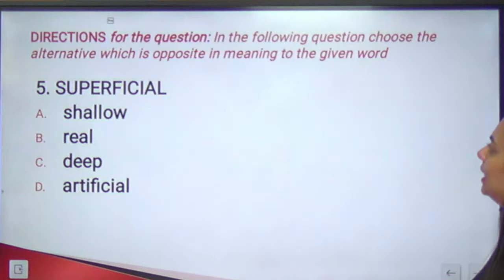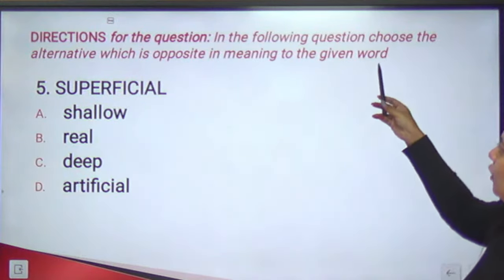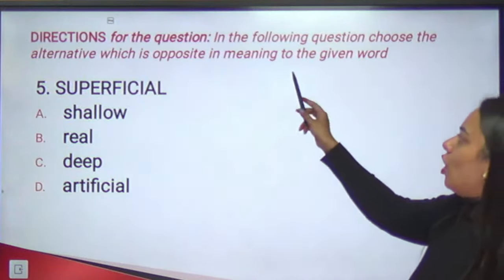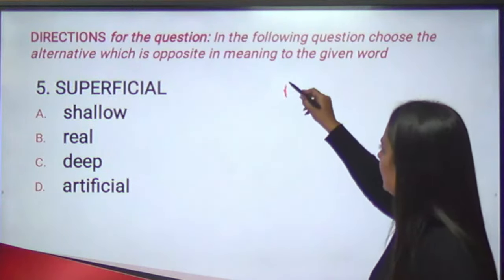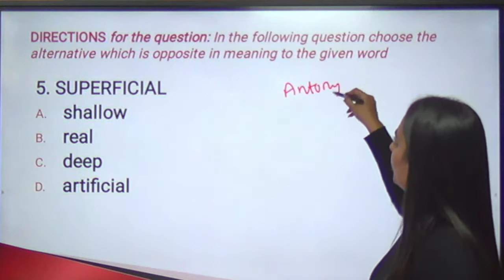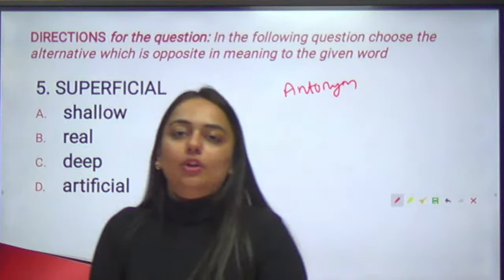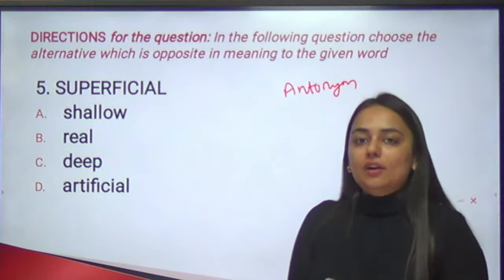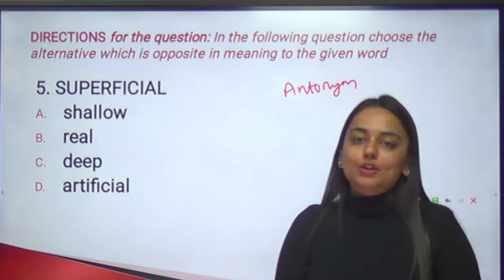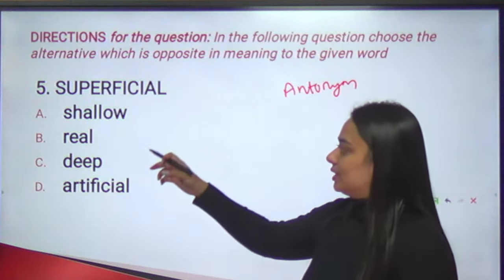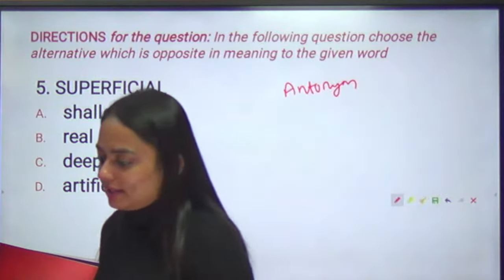With this, let's see another question now. Let's read the direction first. Direction for the question: in the following question, choose the alternate which is opposite in meaning to the given word. So this is an example of antonym questions. Okay, let's see if you'll be able to answer this one or not. तो यहाँ पर जो हमें word दिया वो है superficial. So what is the meaning of this word? First thing, you need to know the meaning and then move on to see कि इसका opposite कौन सा word हो सकता है. Drop in your answers, everyone.